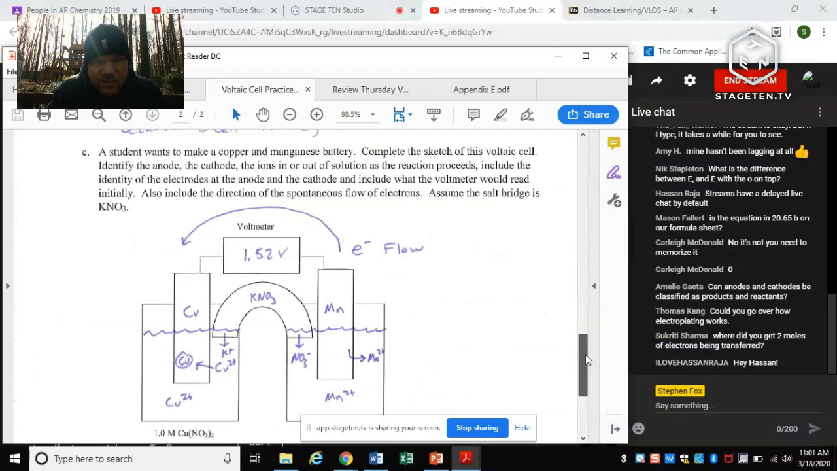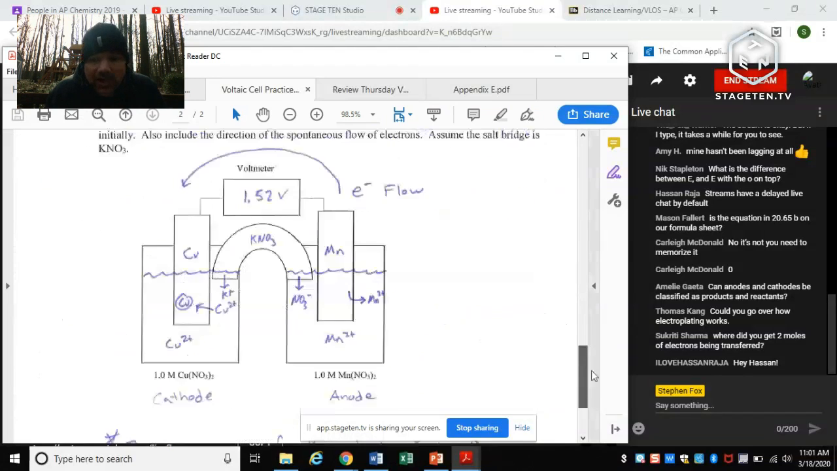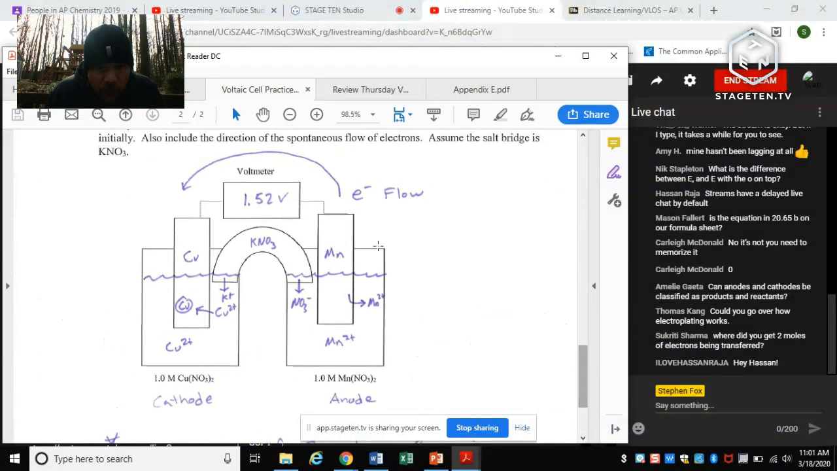Yes, when they get to solution, again, use the overall reaction as a guide to what's actually reacting and what's being produced. It's the reverse reaction that's happening, so manganese is being consumed and producing manganese 2 plus, and copper 2 plus is being consumed and producing copper. As the electrons flow from this compartment to this compartment, the copper metal is just the conduit for the electrons to go through.